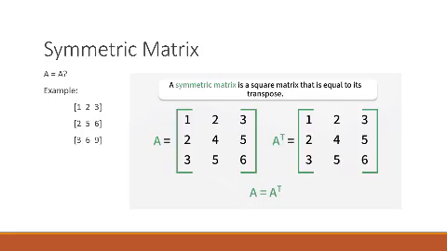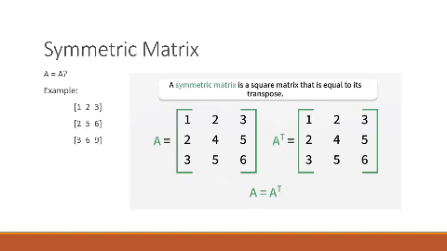Symmetric matrix. A symmetric matrix is a square matrix that is equal to its transpose. A matrix A = [a_ij] of order n by n is symmetric if A equals A transpose, or a_ij equals a_ji for all i, j. For example, here A is equal to A transpose. The matrix is square and matches its transpose, so it is a symmetric matrix.